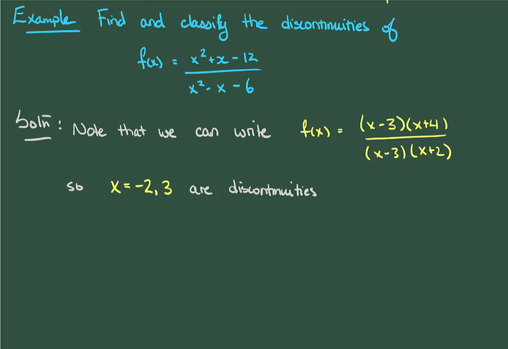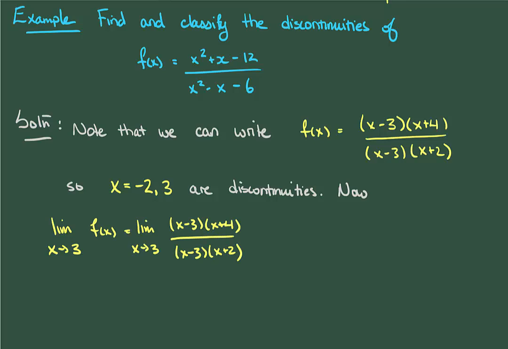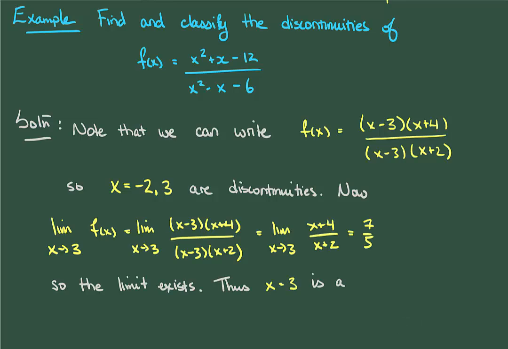Looking at x equals 3 first, we can compute the limit in the usual way, taking advantage of the fact that both the numerator and denominator have this x minus 3 term. So if we cancel these out, that gives us a limit of 7/5. Since the limit exists, that means x equals 3 is a removable discontinuity.